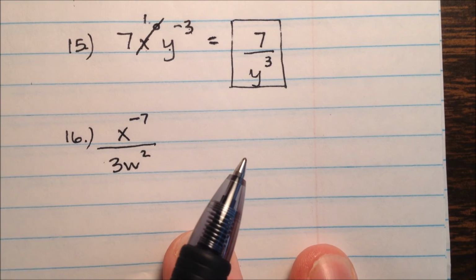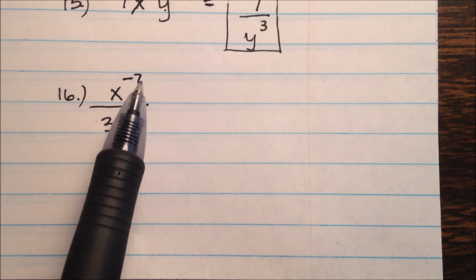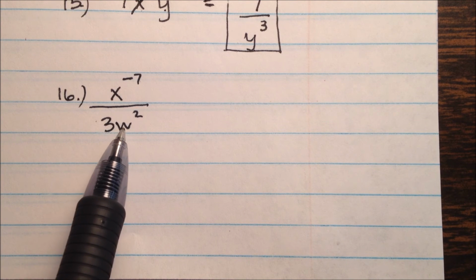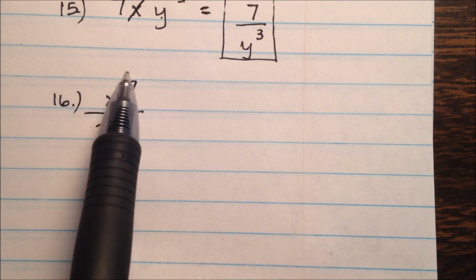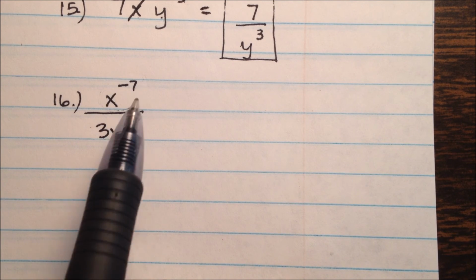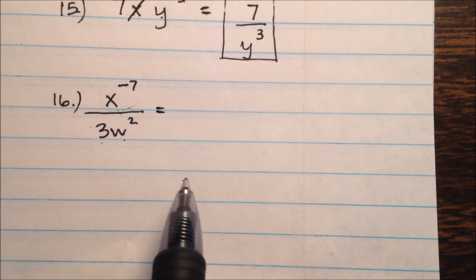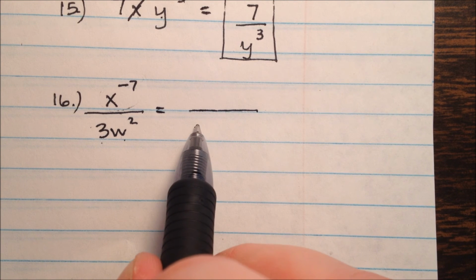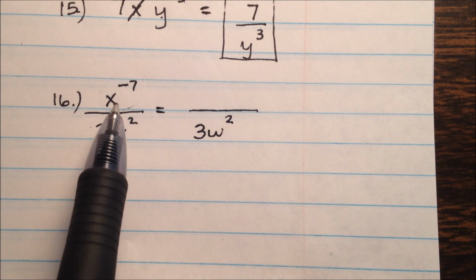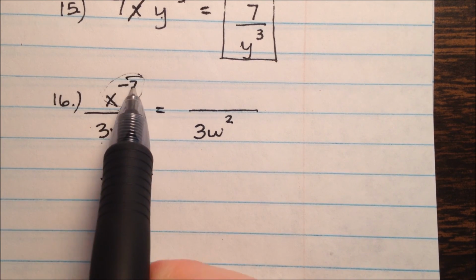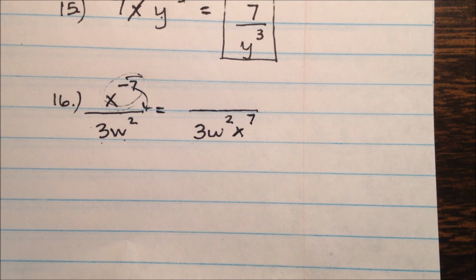Okay, one final example. We have 16, and number 16 says x to the power of negative 7 all over 3w squared. So the only thing that looks like a problem here is this x to the negative 7 because it's a negative exponent. This 3 and then w squared looks just fine where it is, so we can leave him in the denominator. So, since we're going to leave the 3w squared in the denominator, we'll go ahead and rewrite them right there where they belong. And this x to the negative 7 will now go from the numerator down to the denominator and become x to the positive 7.